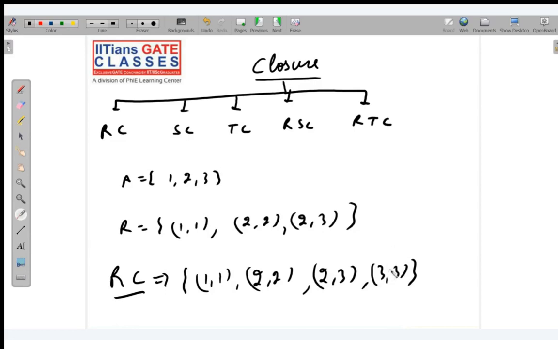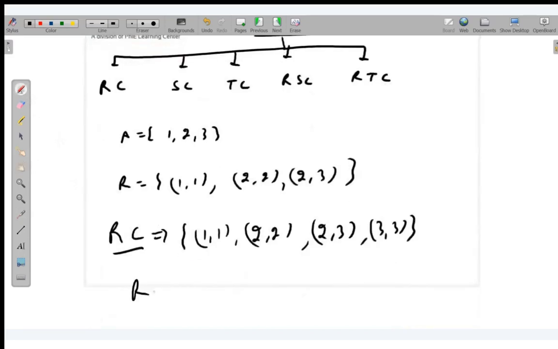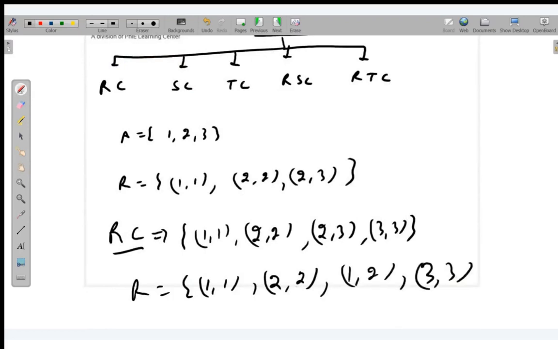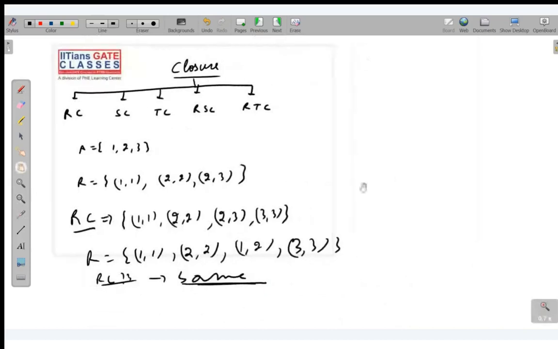Now, if by chance this relation itself is given to you, you will say it is its own reflexive closure. For example, if a relation R is given as (1,1), (2,2), (1,2), (3,3), and they ask you to find the reflexive closure, you will say same, because it is already reflexive.